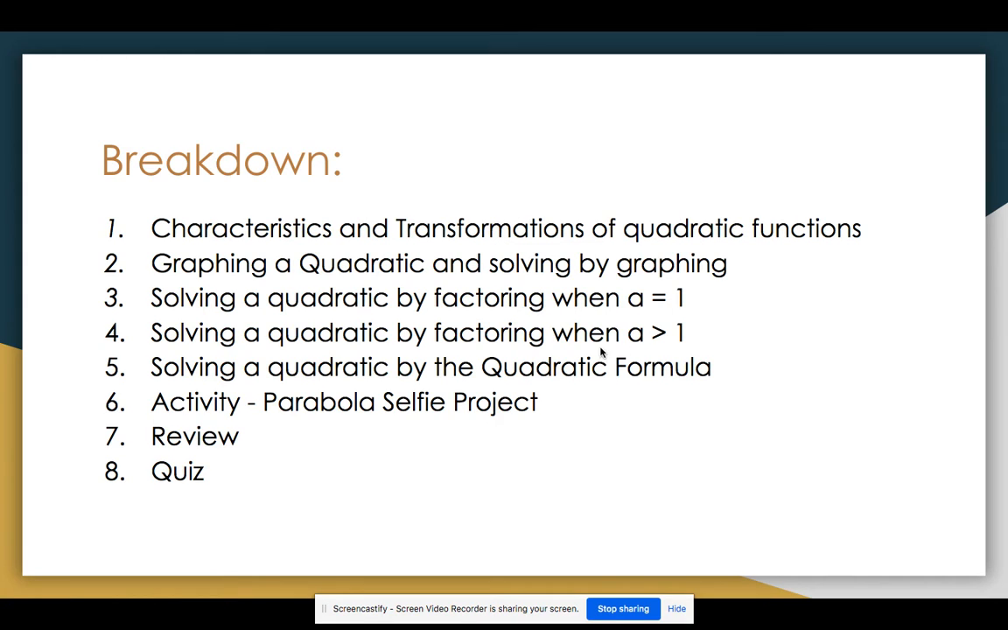Okay, day 5, we're going to introduce the quadratic formula, and I'm going to show you guys a little song that goes along with it. On day 6, you're going to do an activity which is called the Parabola Selfie Project. You're going to use some technology in that and kind of demonstrate your understanding of what this is doing, what your quadratics are doing. Day 7 is your review, and then day 8 will be your quiz. And then we will move on to the next section of the quadratic unit, the big unit.